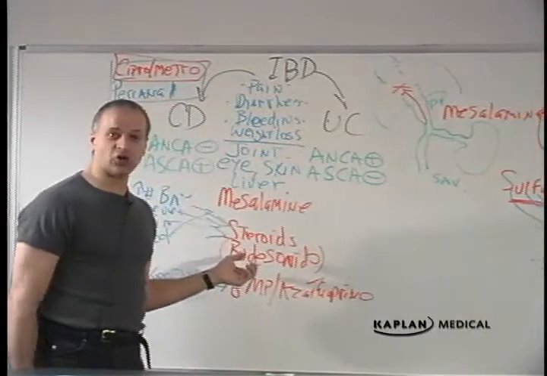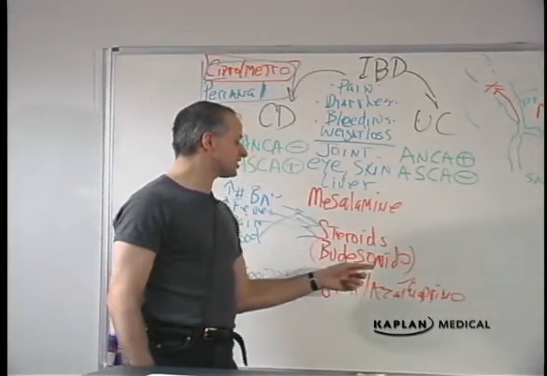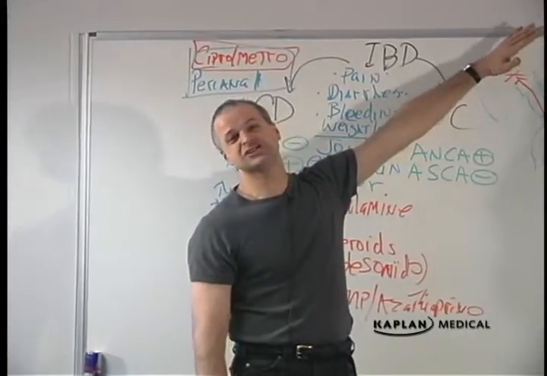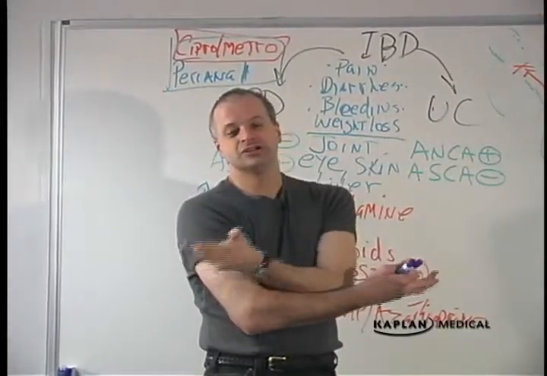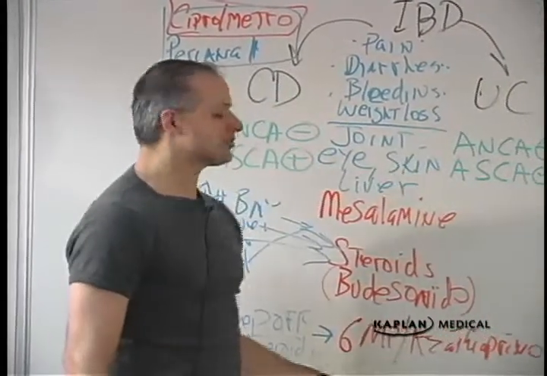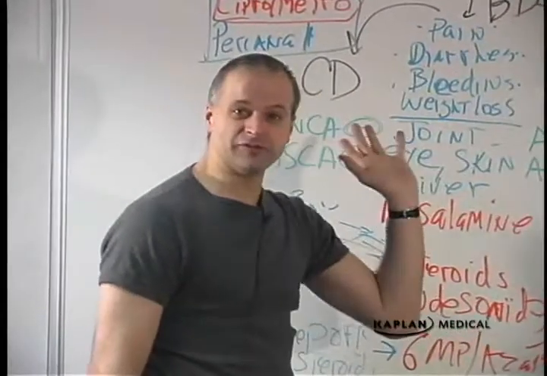Steroids are used to control any acute exacerbation. Budesonide is the drug of choice because it has tremendous first pass effect, and as soon as it hits the liver, the liver detoxifies it. So it doesn't affect the systemic circulation as much. 6-mercaptopurine and azathioprine keep everybody off of steroids.